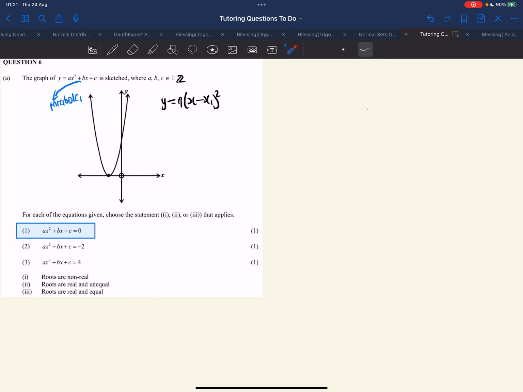Now if you see that, it means that it's only going to have one solution, or it's going to have one root. So the statement that correlates with number one is going to be that the roots are equal, real.